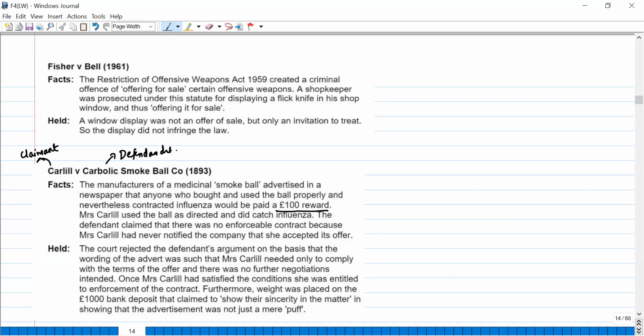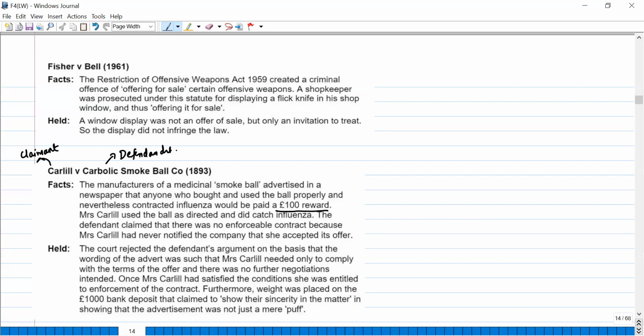The point you need to understand is that maybe the shopkeeper's intention was to sell something, but because of the wording of the law, he was safe. The law said you cannot offer for sale something. But he said this was an invitation to treat, where the person who watches the shop window display item will come inside the shop and make an offer that he wants to purchase this thing. I am not making an offer, the other person is making an offer. So that is why he was saved.